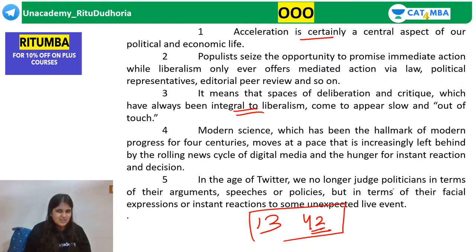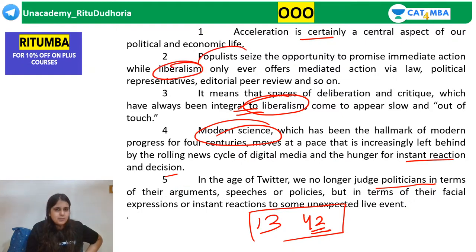It's talking about politics. We no longer judge politicians in terms of their arguments, speeches or policies, but in terms of their facial expressions or instant reactions. How is this related to hunger for instant reaction and decision? How is this related to liberalism? How is this related to modern science? How is this related to liberalism and populists? There'll be a lot of question marks to which this is not related. Just because of digital media, you can't say Twitter has to be there. That's a millennial error, guys. But in 3, you can still link economic.